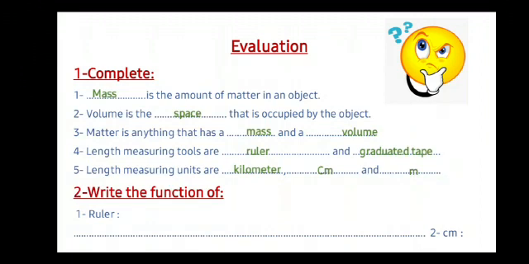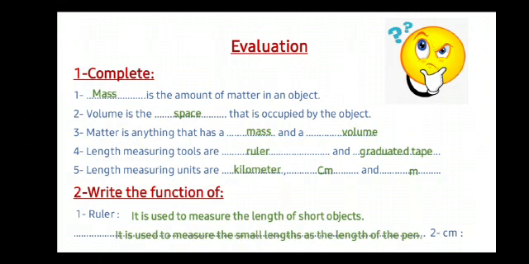After that, we have the second question. Write the function or the importance. Number 1, ruler. It's used to measure the length of short objects. The ruler is for measuring short length. Okay? After that, centimeter, it's a unit. It's used to measure the length of short objects or small length. It's used to measure the small length as the length of the pen.